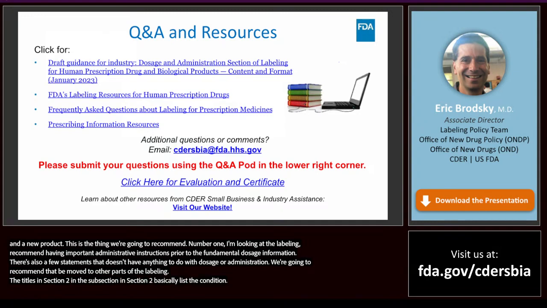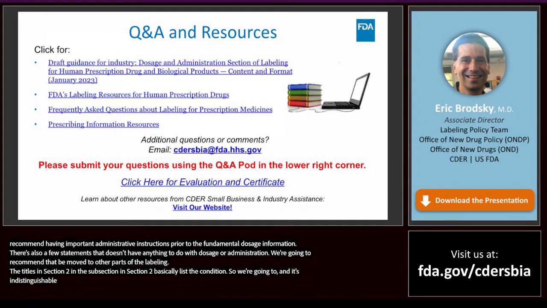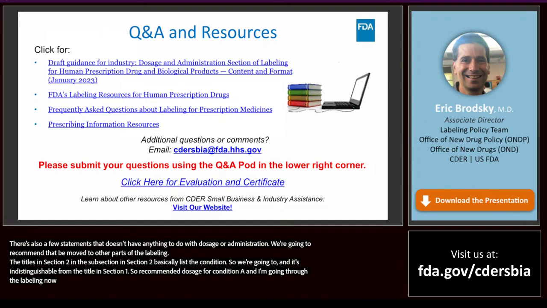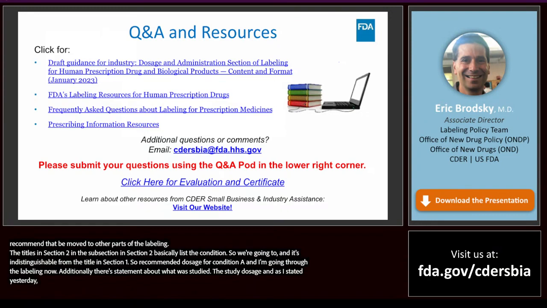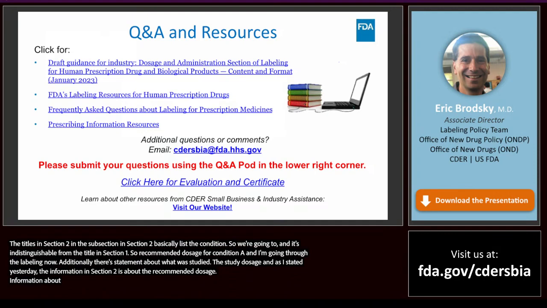So we're going to say recommended dosage for condition A, and I'm going through the labeling right now. It's indistinguishable from the titles in section 1. Additionally, there's some statement about what was studied, the study dosage, and as I stated yesterday, the information in section 2 is about the recommended dosage. Information about the study dosage goes in section 14, not in section 2.